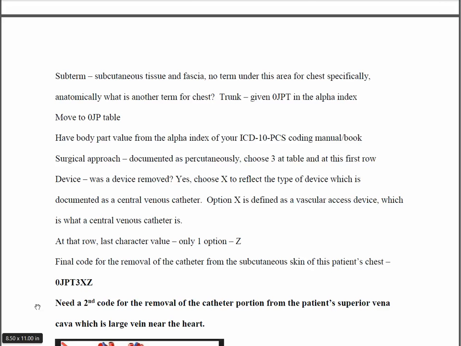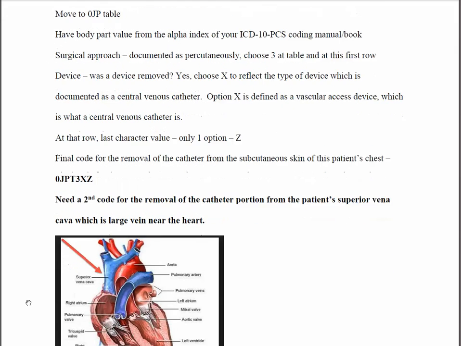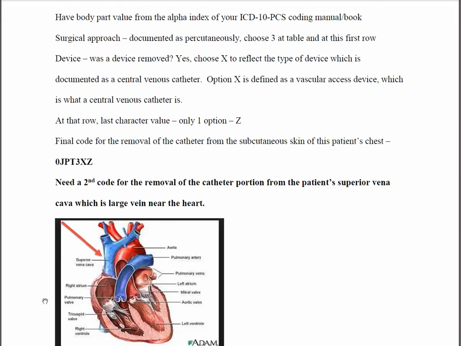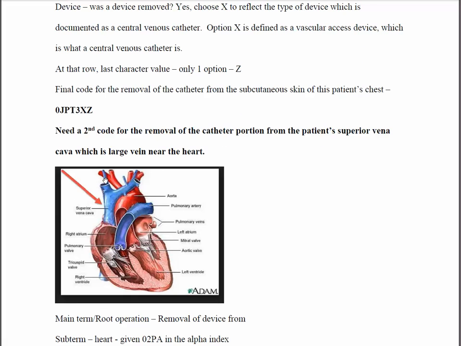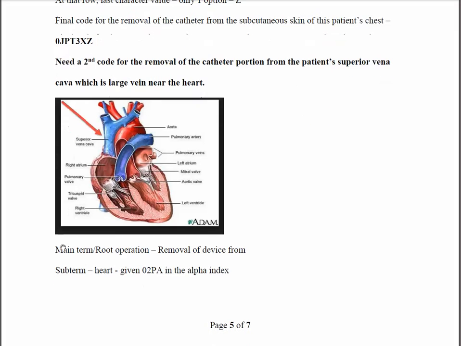We need a code for the removal of a catheter, or the removal of the portion of the catheter from the patient's superior vena cava. This is a picture, so you understand the anatomy. The superior vena cava is this blue, large vein. You also, in this case, have to understand why a person would have a central line or venous catheter put in when we get into the coding of it. But here we go with indexing.